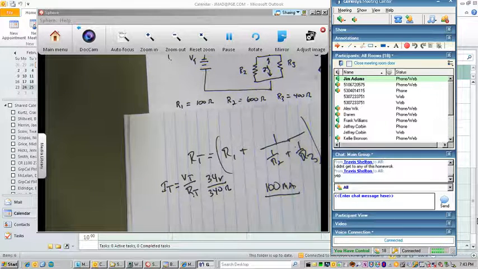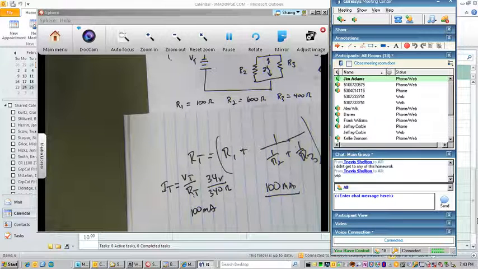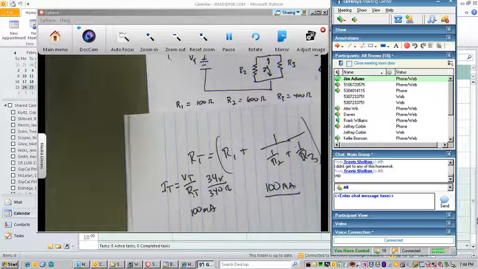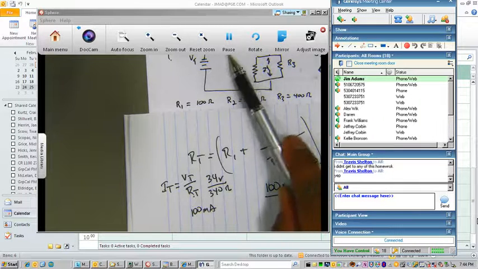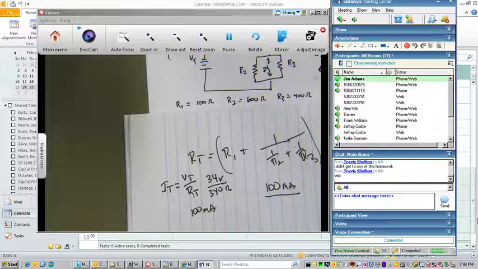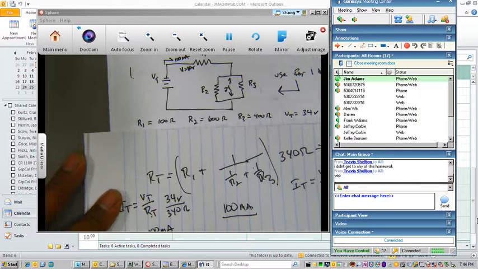Okay. So we know if we have a total current of 100 milliamps, and we know R1 is 100 ohms, we can figure out the voltage drop across R1 is 100 milliamps times 100 ohms, which gives us 10 volts. So we have 10 volts dropped across R1, which means the voltage drop across R2 and R3 will be our source voltage, 34, minus 10, so it will be 24 volts across R2 and R3.